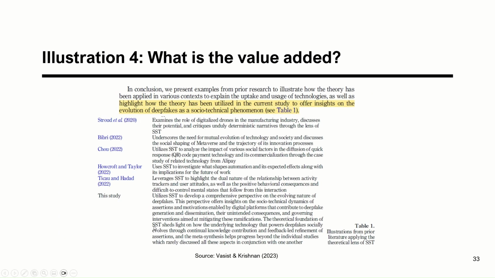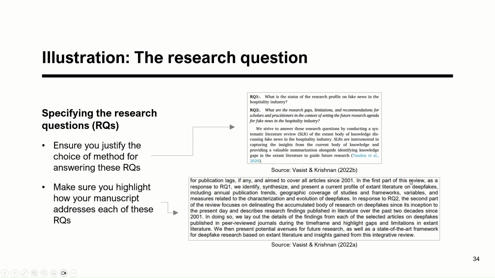Like for example, over here, when we focus on a specific theory, right? So we're saying that, okay, there are all these other past papers that have used SST or social shaping of technology theory in a different context. Now, what does this paper do? So we utilize social shaping of technology theory to develop a comprehensive perspective on how deepfakes have evolved and so on and so forth. Okay, now that you've defined the constructs, you've called out the shortcomings of prior reviews, it's time to present your research question.